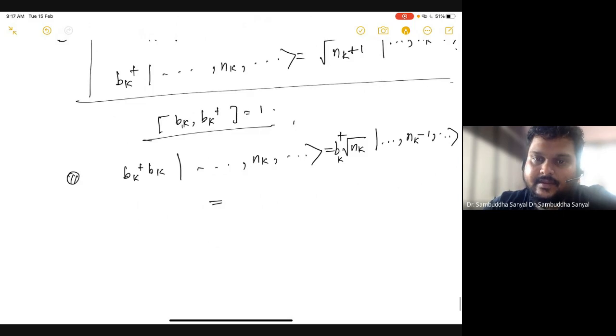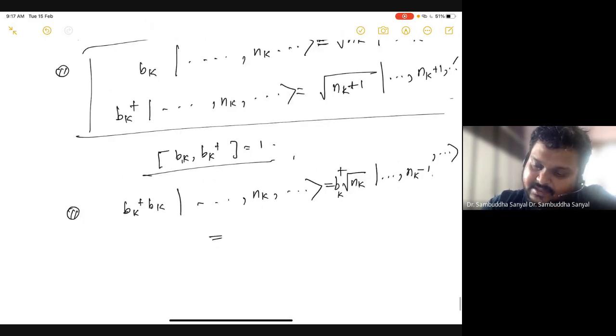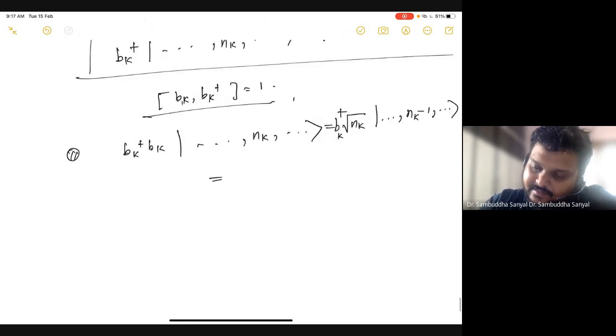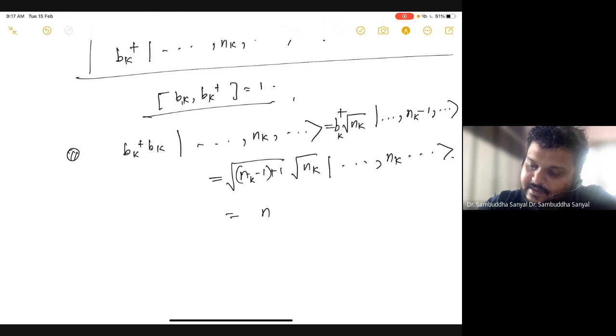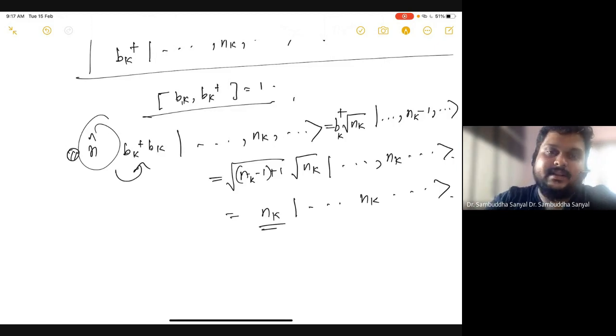Now you can act with bk dagger using this definition. That will give you nk minus 1 plus 1, root nk, so the factors cancel and you get nk. One more thing to notice: this is the number operator. It will give you the number of particles in the kth state.